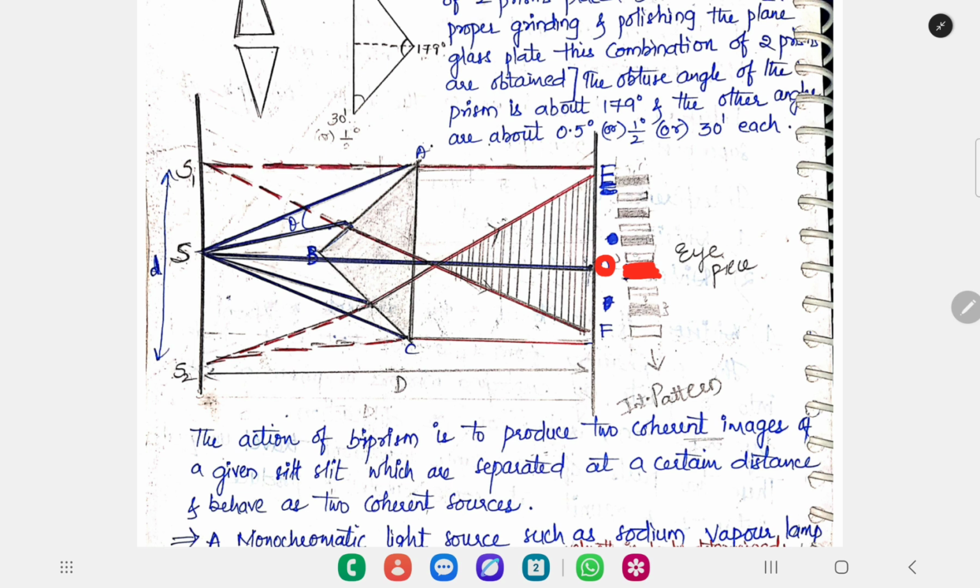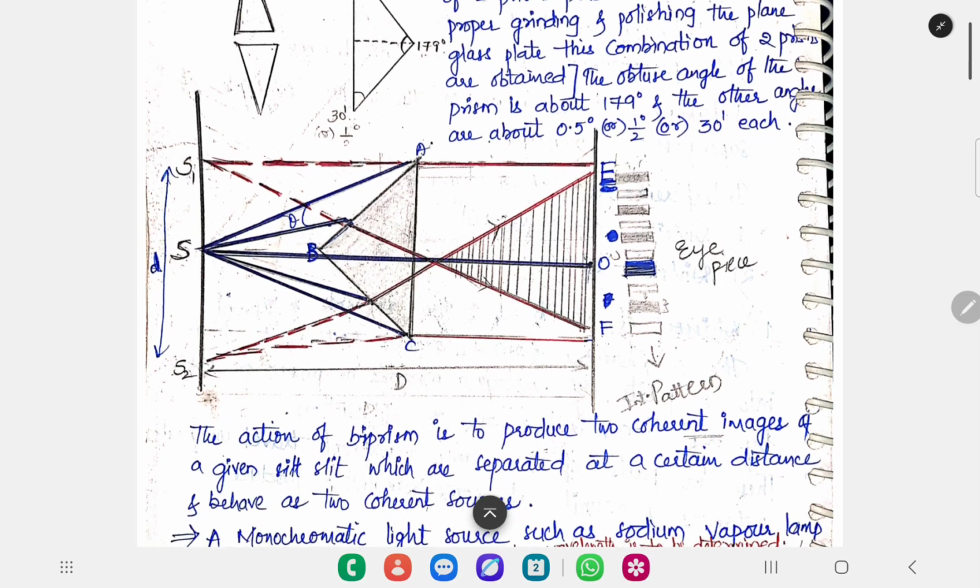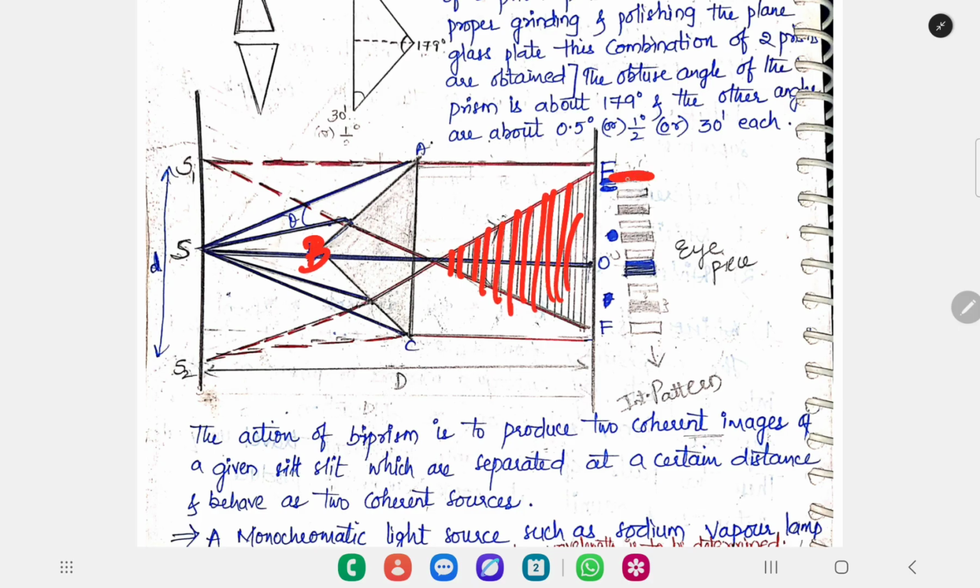These are alternate dark and bright fringes like this. Here the interference is happening due to the division of wavefront. Because of the division of wavefront at B, we can see the pattern here. This is a bright fringe with maximum intensity. This is the interference pattern.